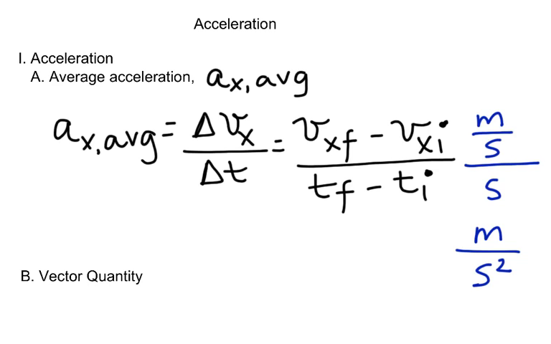Now, acceleration is a vector quantity, which means it has both a magnitude, which tells you the strength of your acceleration with your unit in meters per second squared, and it also has a direction. So again, to repeat, a vector quantity has a magnitude and a direction.